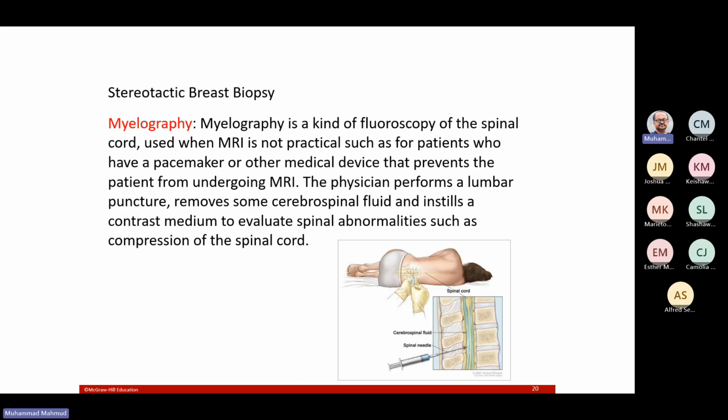Next procedure here is myelography. It's a kind of fluoroscopy of the spinal cord when MRI is not possible. Think about a patient who has a pacemaker or other medical device that prevents the patient from undergoing MRI. The physician performs a lumbar puncture, removes some cerebrospinal fluid, and instills a contrast medium to evaluate spinal abnormalities such as compression of the spinal cord. This is myelography.